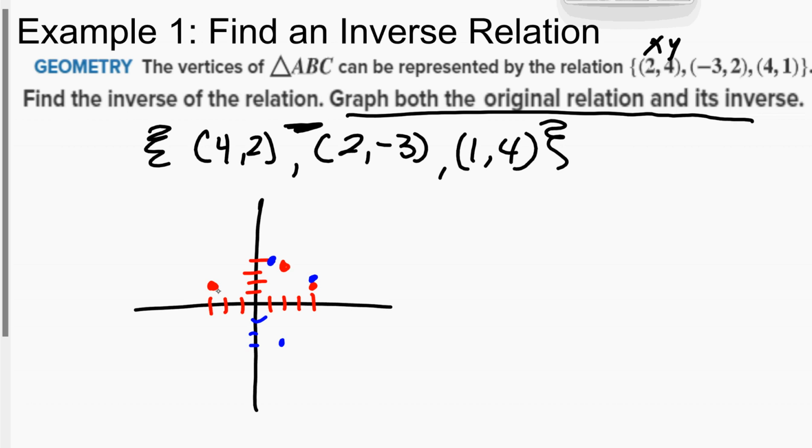And this is kind of hard to see because it's not on graph paper, but basically they just fold over this line y equals x because my y's became x's and my x's became y values. They just switch places. So that is how you find an inverse relation. You're just switching your x's and your y's.